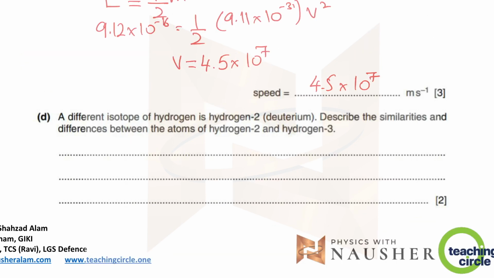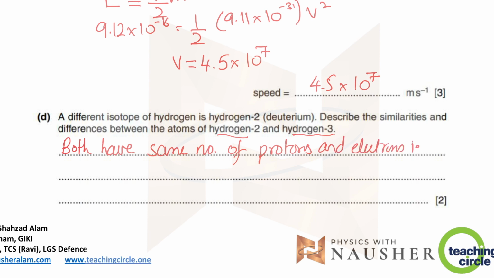In this part, they're basically asking for the difference between hydrogen 2 and hydrogen 3. You must understand that both have the same number of protons or electrons. They're isotopes. Because you see, the way to write this is H-2-1 and H-3-1. They're isotopes, so they have the same number of protons or electrons.